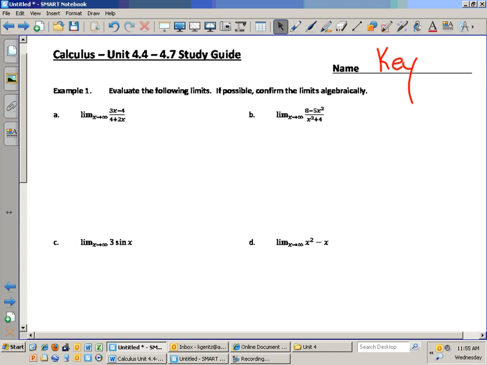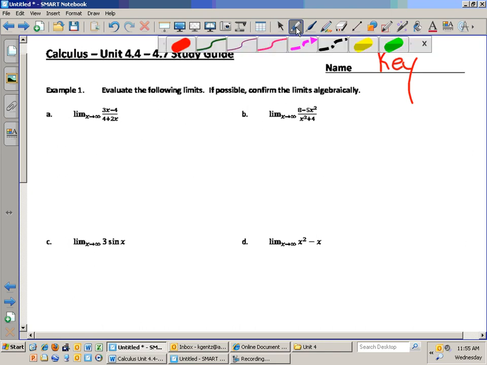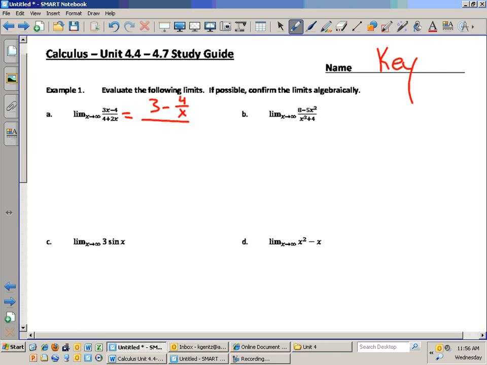3/2. I know that right away. As I simply divide the top through by x, I get 3 minus 4 over x. As I divide the bottom through by x, I get 4 over x plus 2. Now, as x goes to infinity, I think Kelsey kind of had an aha moment here a little while ago.